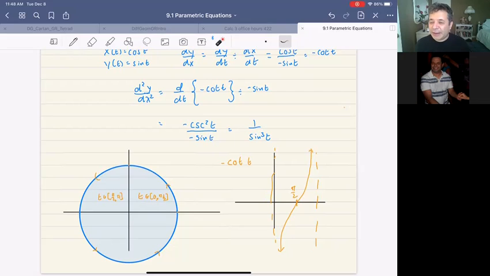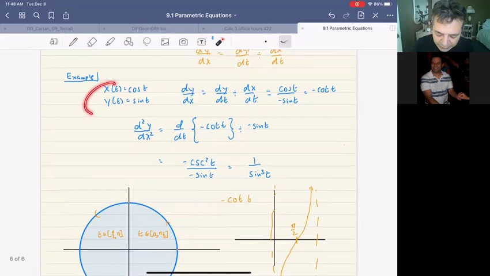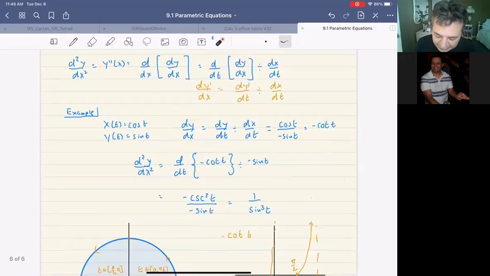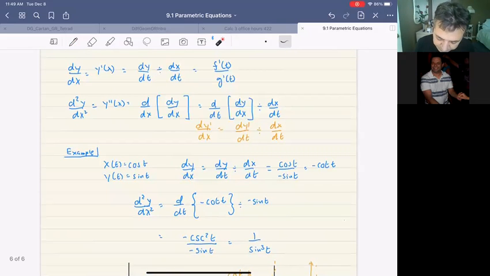So remember, this is about the derivative of y with respect to x, not the derivative of y with respect to t, which is different, okay? What I'm trying to say is that even with these parametric equations, you can use these formulas that I gave earlier, and this one, to determine how y changes as x changes, not as t changes.